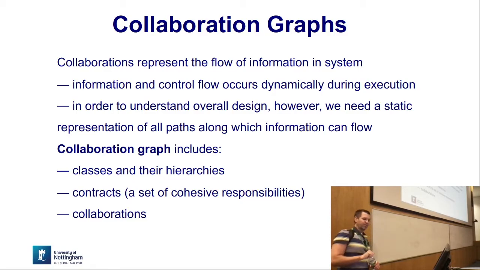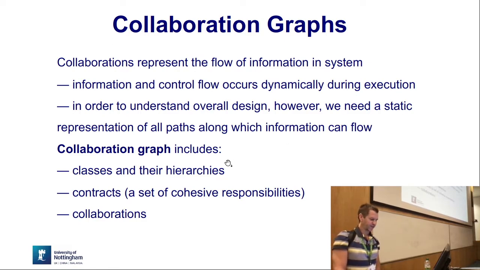Collaboration graphs represent the flow of information in a system. And I'll just remind you, this is the difficult part of object-oriented design, trying to understand the process flow, the flow of information, the order in which things execute. Information and control flow occurs dynamically during execution. In order to understand the overall design, we need a static representation of all the paths along which information can flow. So every method call represents some flow of information. The input parameters are information, the return parameters are information, and we want to understand how this information moves around.